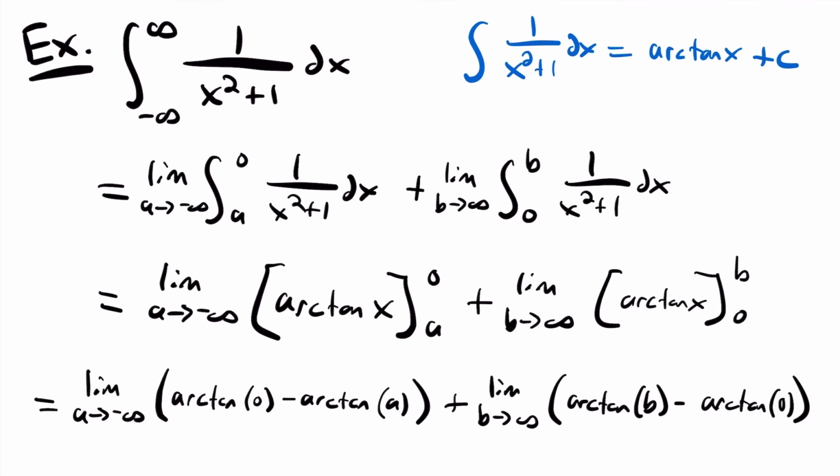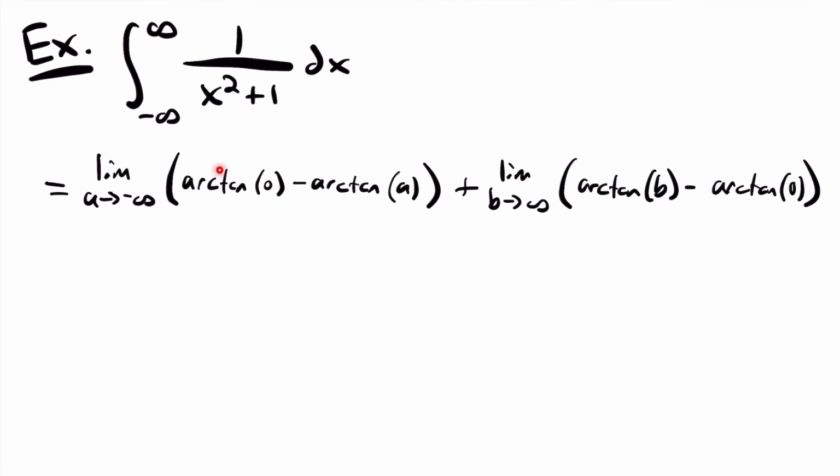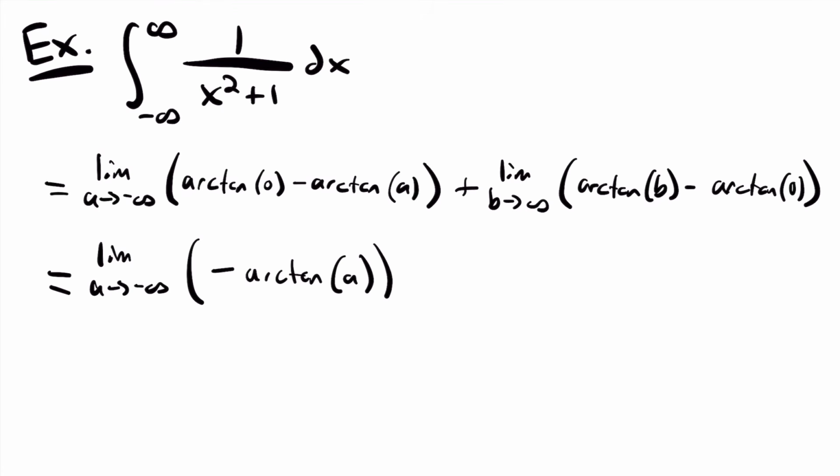Now if I clean up my work here, arctangent of 0, which we have right here and right here, is just equal to 0. If you plug that into your calculator, arctangent of 0 is 0. And so this is equal to the limit as a approaches negative infinity of 0, but we don't really need to write that, minus arctangent of a, and then we will add that to the limit as b approaches positive infinity of arctangent of b minus 0. But once again, we don't really need to write that, and so we just have arctangent of b.